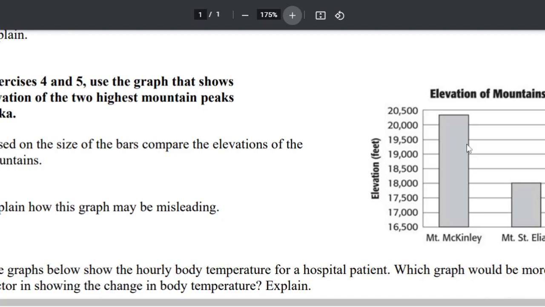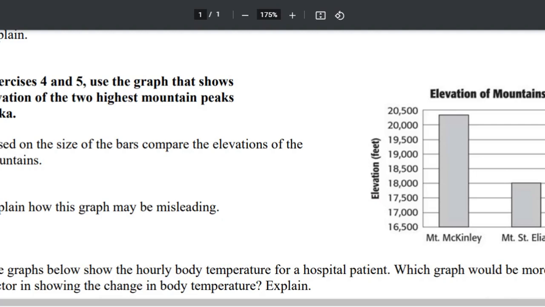So if I'm looking at these bars and I can see that Mount St. Elias is at 18,000 and then Mount McKinley is at almost, it's like 20,250 probably. It's closer to 20,500. I can see that Mount McKinley is more. See how this is 1, 2, 3, 1, 2, 3. If I add it on right here to this, Mount McKinley is more than 2 times higher than Mount St. Elias, okay? That's twice as large, okay? That's insane. All right, so that's how you would explain that.